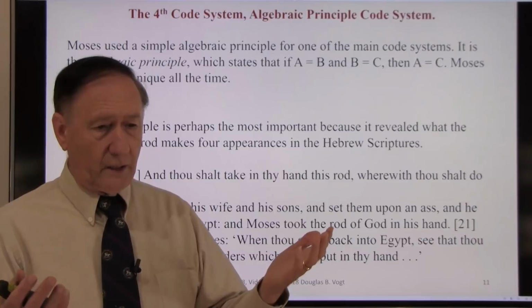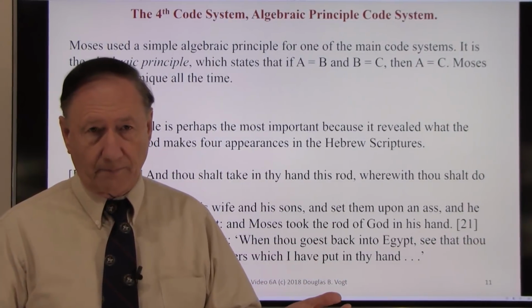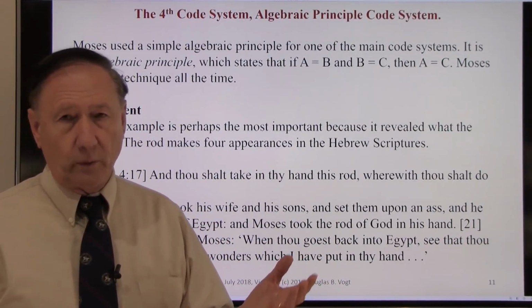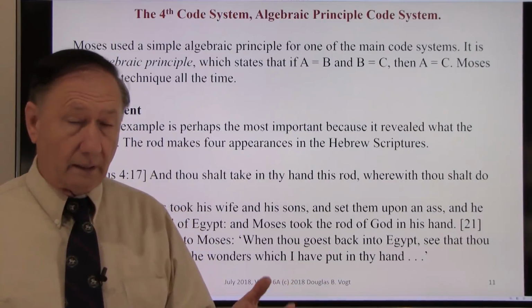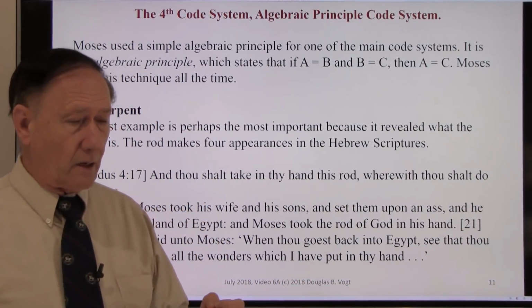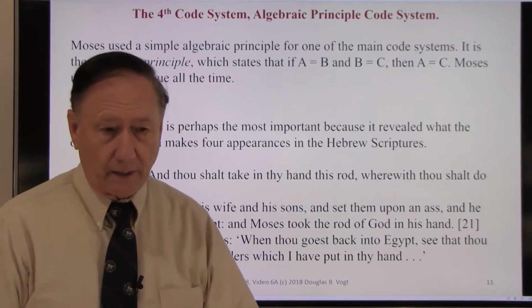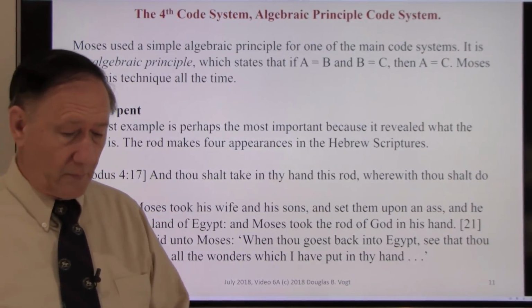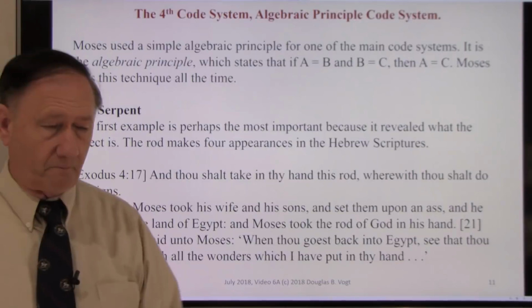Then this rod is put in his hand. We all think it's a wooden staff. It wasn't a wooden staff at all. There's legends that say it wasn't a wooden staff either. And God instructs him to put it on the ground, and it becomes a serpent. And he grabs it by the tail, and it becomes a rod again.